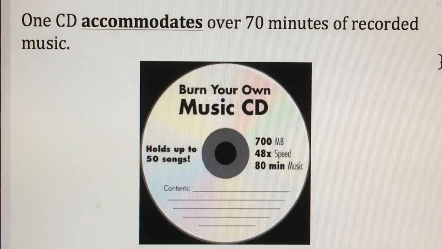One CD, one compact disc, accommodates over 70 minutes of recorded music. So for those of you who like to record your own CDs and put music on it, one CD can provide enough space for 70 or more minutes. So this one says 80 minutes, okay, up to 50 songs. Accommodates, provides enough space.